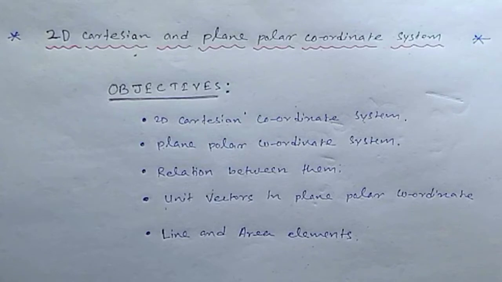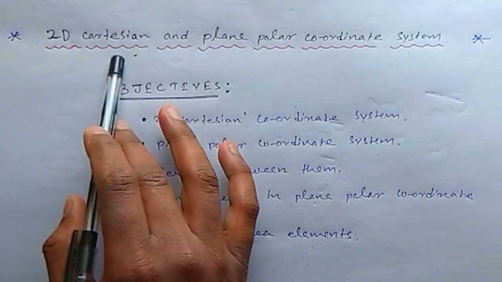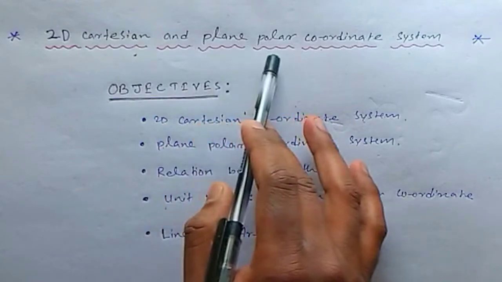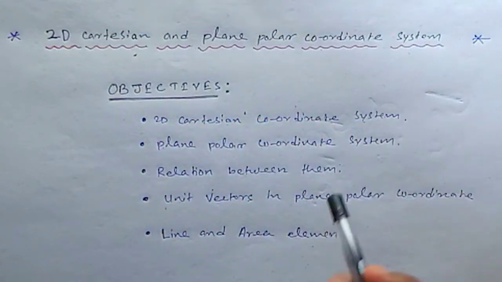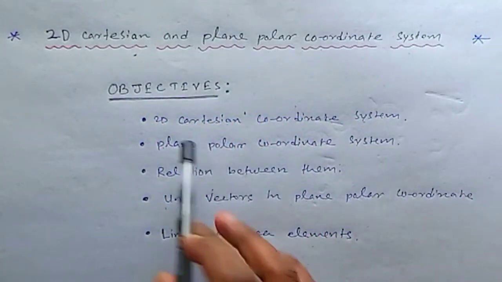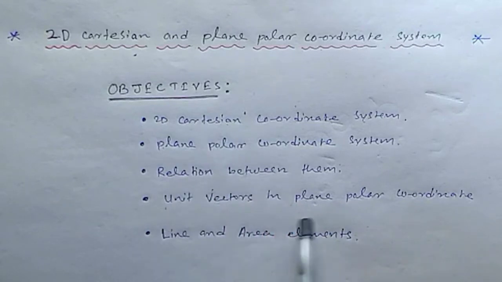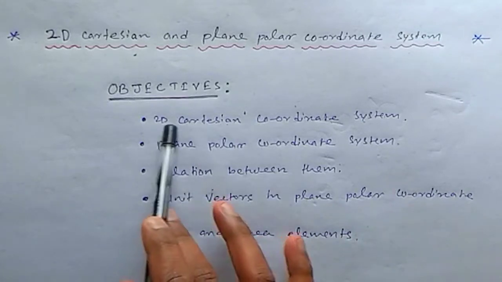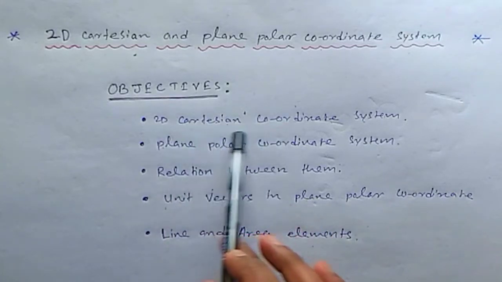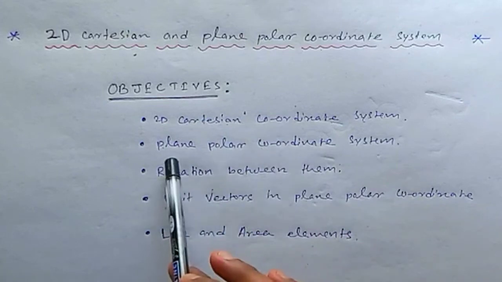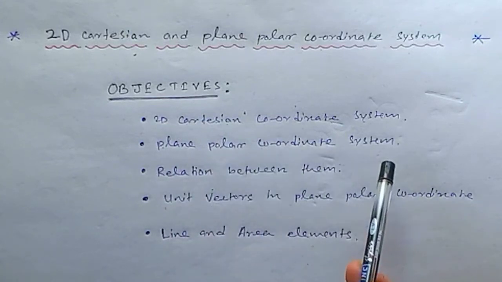In this video, we are going to discuss the two-dimensional coordinate system: the two-dimensional Cartesian coordinate system and the plane polar coordinate system. Now, these are the objectives of this video. At first, we will introduce these two coordinate systems, the two-dimensional Cartesian coordinate system and the plane polar coordinate system.